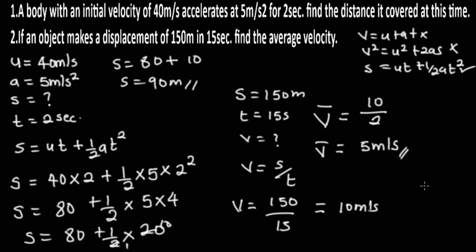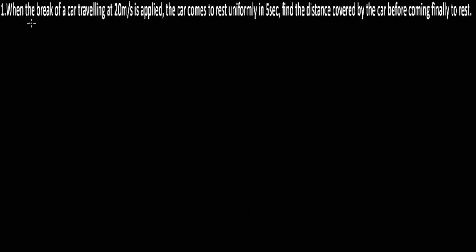Now let's look at the next question. I'll be using two methods to solve this problem. When the brakes of a car traveling at 20 meters per second are applied, the car comes to rest uniformly in 5 seconds. Find the distance covered by the car before coming finally to rest. Now let's take the parameters. The initial velocity is 20 meters per second. To come to rest means it stopped moving, so the final velocity becomes 0 meters per second. The time was 5 seconds. Find the distance covered before finally coming to rest.